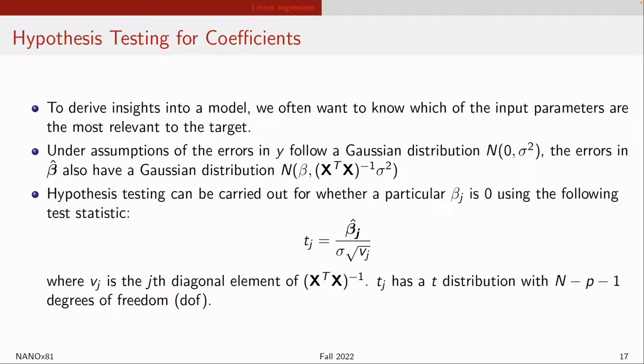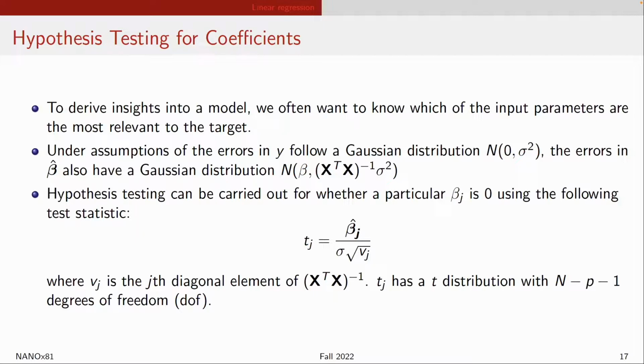Okay? Now, you can carry out hypothesis testing for each of the coefficients. So one of the things you want to see is, well, given that I have this coefficient value, is that coefficient significantly different from 0, right? And the way that you do this is using a t-statistic, and the t-statistic is given by your predicted value of beta j divided by sigma times the square root of v, where v is the j-th diagonal element of your X transpose X inverse.